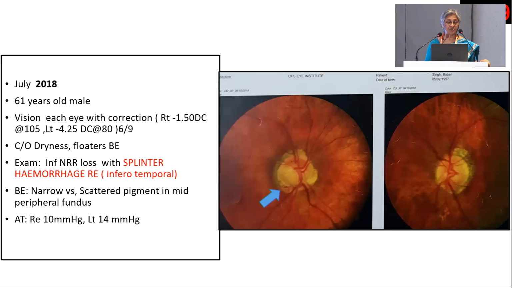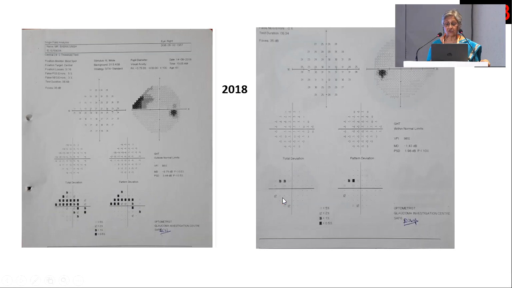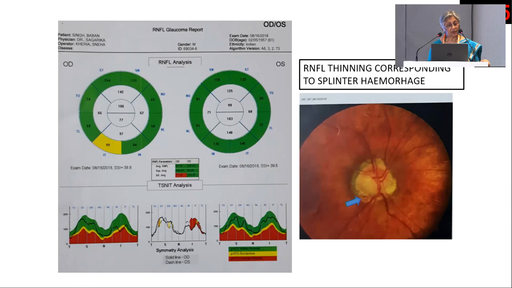July 2018, 61-year-old male. The patient had, of course, myopia, left eye more, and we find that in the examination, he had NRR loss present definitely inferiorly out here. And you can see another thing, there was a splinter hemorrhage, and the pressures were absolutely normal. Correspondingly, we find that the field had a definite defect in the right eye superiorly, and then we look at the OCT, we find there was definite thinning in that corresponding area.